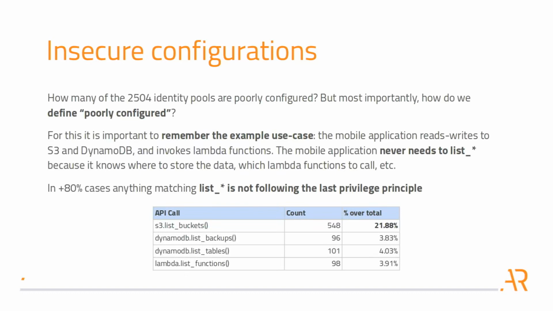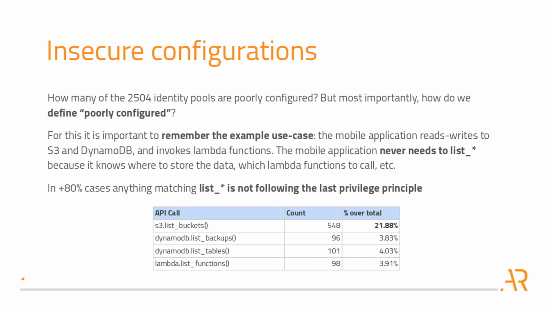First, S3 list buckets. In 1 out of 5 identity pools, I was able to run S3 list buckets. And let's analyze why that's bad. When we are in a mobile application, in the sample application that we were analyzing before, the mobile application knows where to upload the picture. The mobile application knows the name of the bucket where it will upload the picture. It doesn't need to list buckets. It can just upload it.